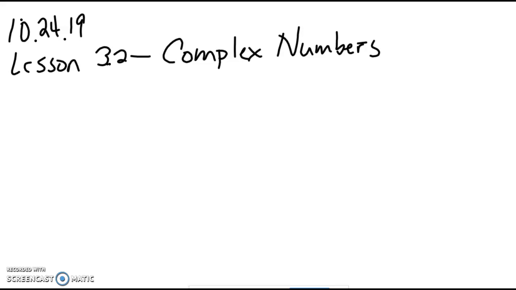Lesson or section 3.2. I can't remember what I call it for you guys. One of the two. We're on the part of the book that says 3.2, complex numbers. So we're going to talk about doing operations with complex numbers. We're going to add, subtract, multiply, but we are not going to divide today. That involves a whole lot of fun that we're going to save for later.